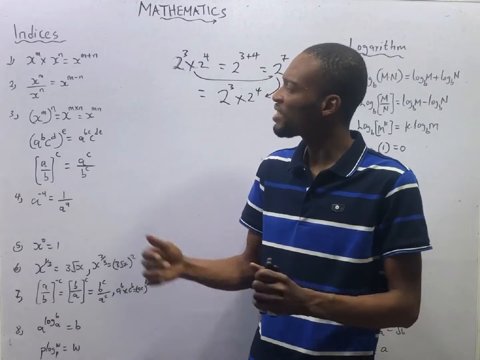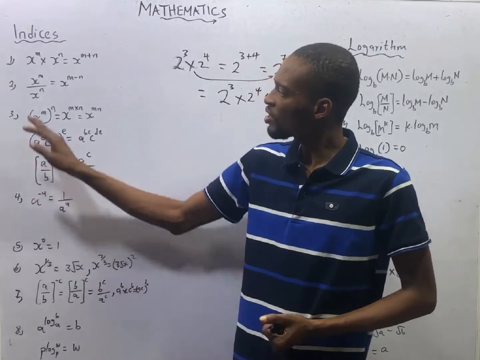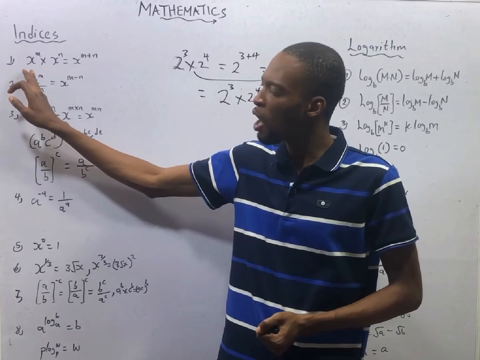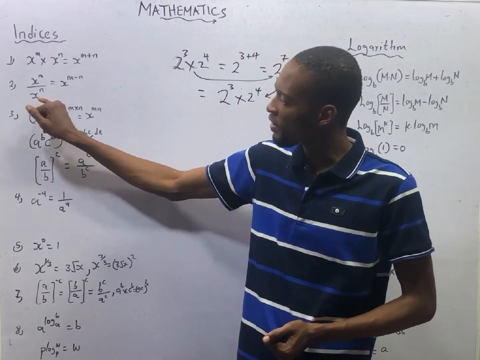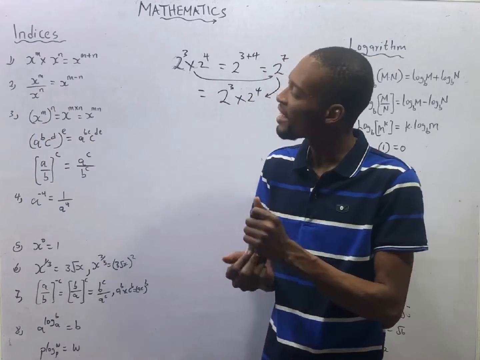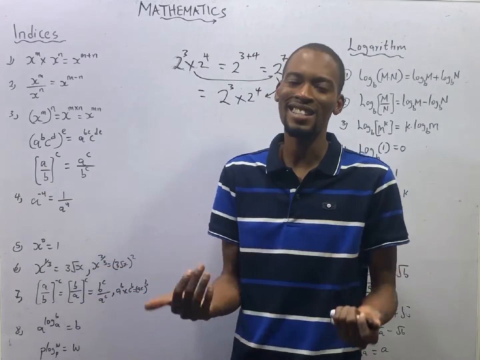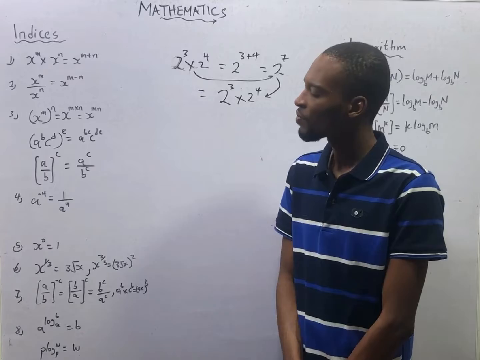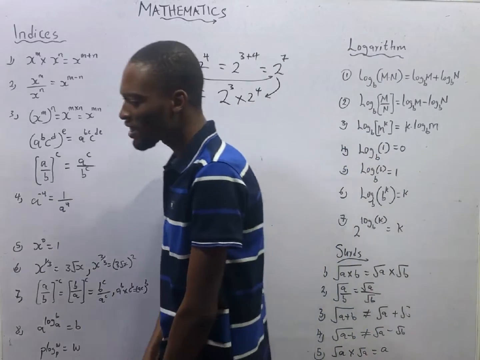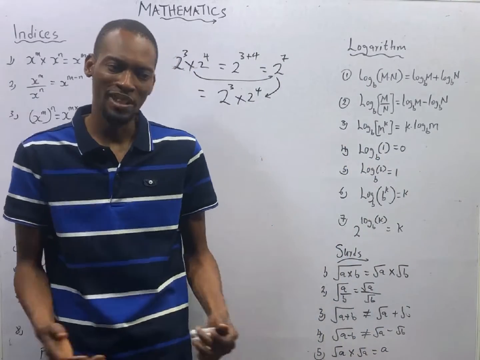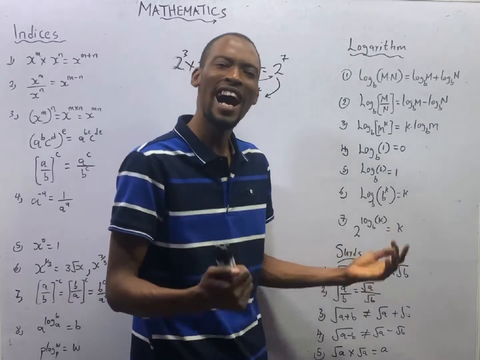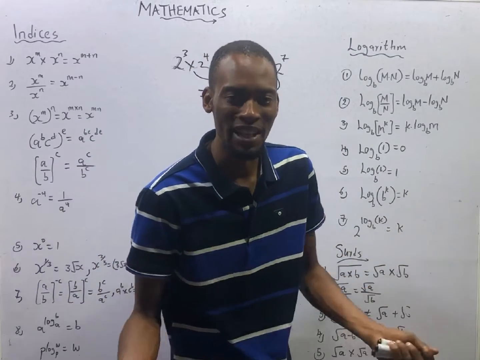And the second law of indices says that if you have s raised to the power of m over s raised to the power of n, this is equal to s raised to the power of m minus n. Now here is the interpretation. When you see s in mathematics, or you see y, or you see any alphabet, don't take it to be a person.